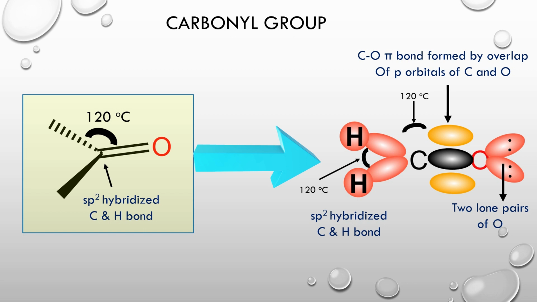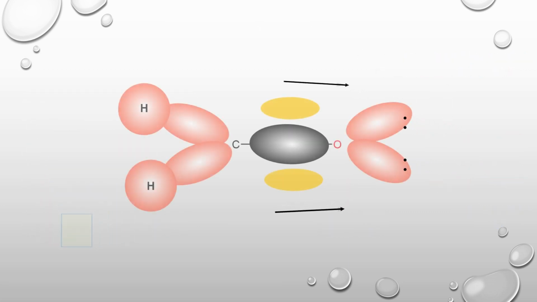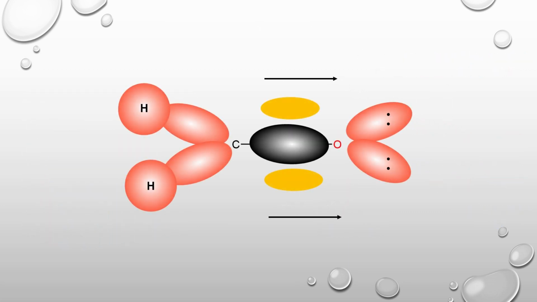Now, as we know, oxygen is more electronegative compared to carbon. The pi bond in the carbonyl group gets polarized due to the electronegativity difference. This polarization is the key factor for the reactivity of the carbonyl group. Due to the high electronegativity of the oxygen atom, it attracts the pi electron cloud more towards itself, creating a partial electron deficiency, or partial positive charge, over the carbon atom of the carbonyl group.